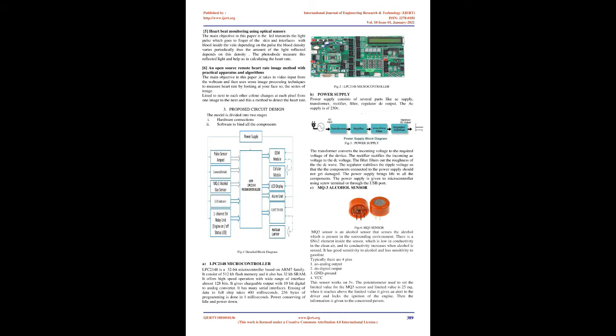6. An open source remote heart rate image method with practical apparatus and algorithms. The main objective in this paper is that it takes video input from the webcam and then uses some image processing techniques to measure heart rate by looking at your face. The series of images lined up next to each other show color changes at each pixel from one image to the next, and this is a method to detect the heart rate.